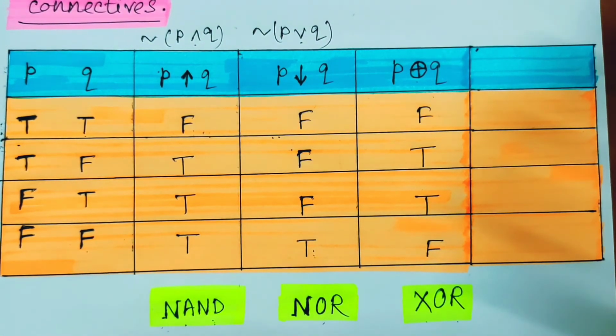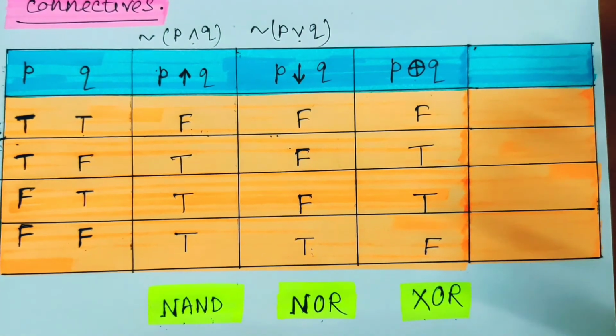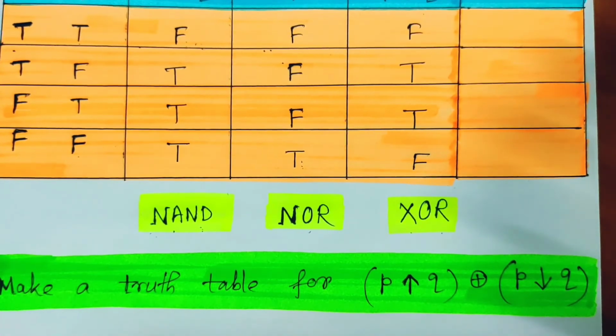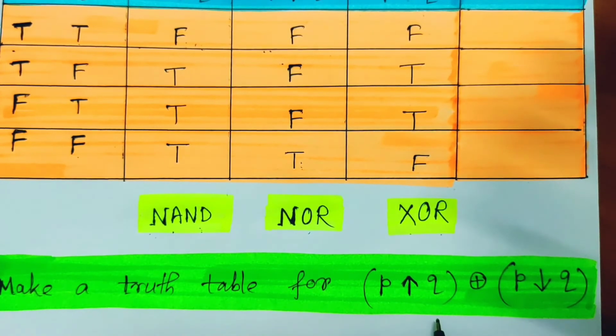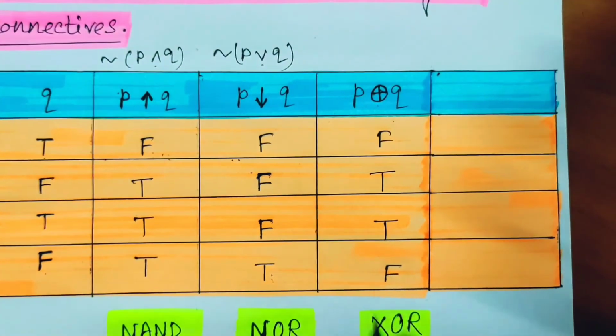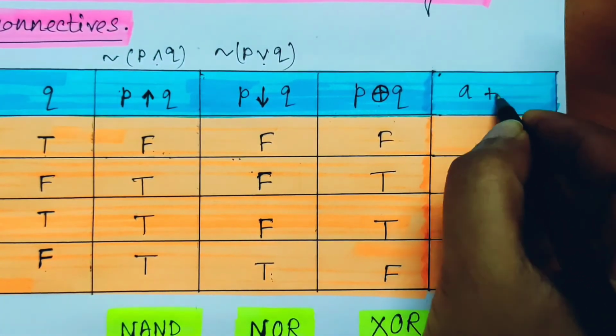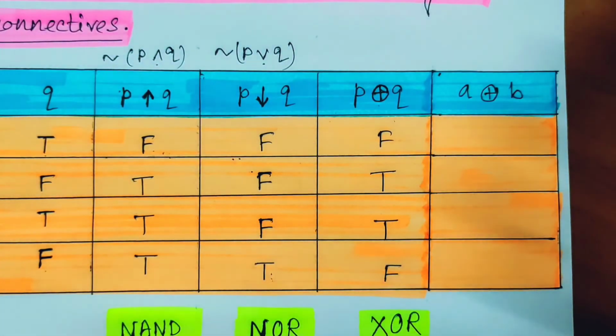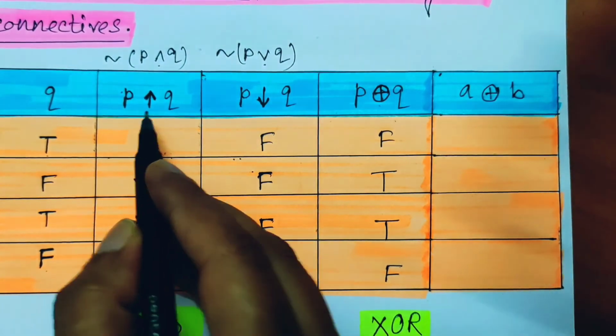So we learned here three different connectives: one is the NAND, another is NOR, another is XOR. Among these three connectives, we want to make a truth table for this compound proposition. Here one expression is given. So what should be its truth table? Let us do it in the table above. Let us consider this one as A and this one as B. Our requirement is then A XOR B. So what should be the A XOR B? A means this one and B is this one.